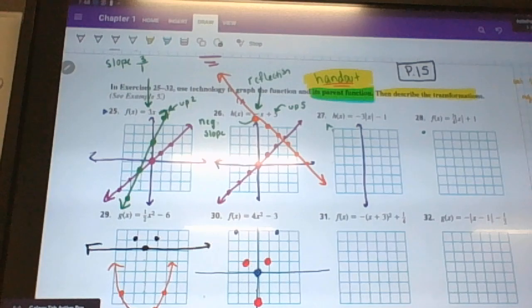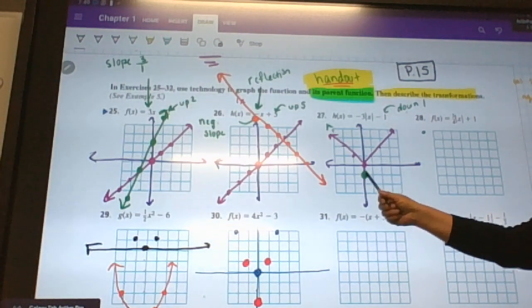27. You got your parent absolute value V shape. I put it going down. Here's the parent. Alright, this one's going to be down 1. So I'm going to put it starting down 1.